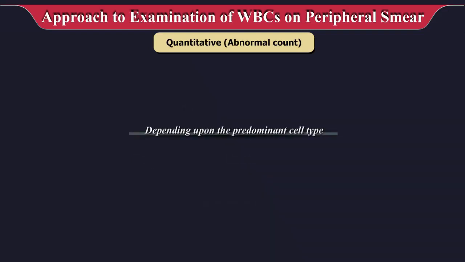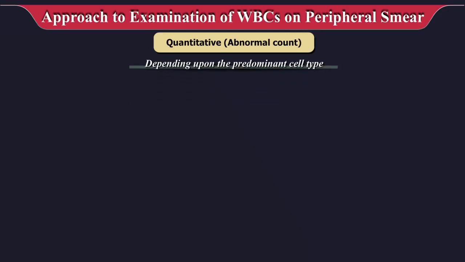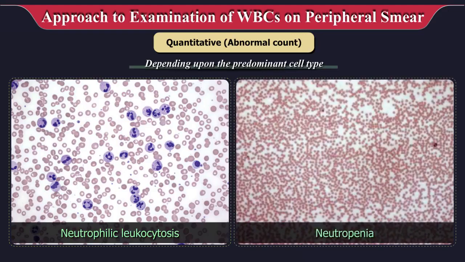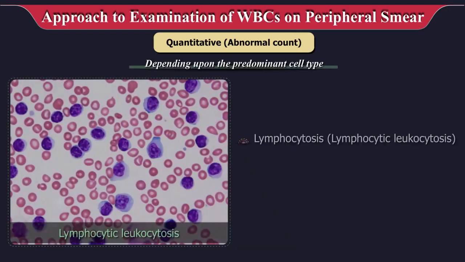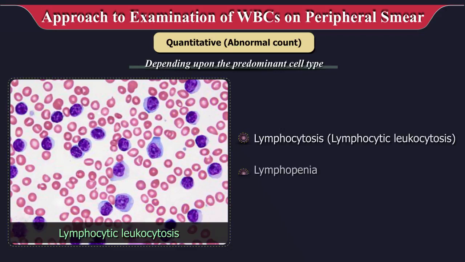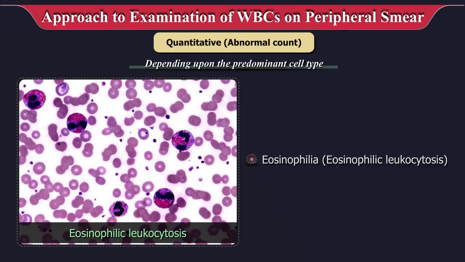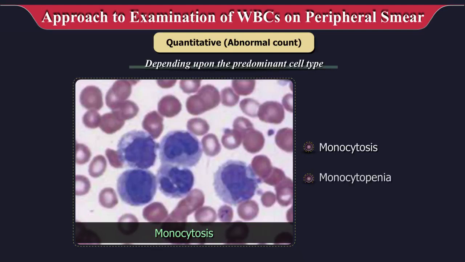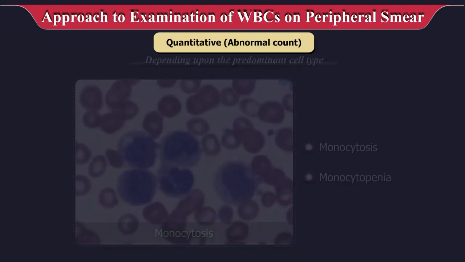Depending upon the predominant cell type, it is called neutrophilia or neutrophilic leukocytosis or neutropenia, lymphocytosis or lymphopenia, eosinophilia or eosinophilic leukocytosis, monocytosis or monocytopenia.